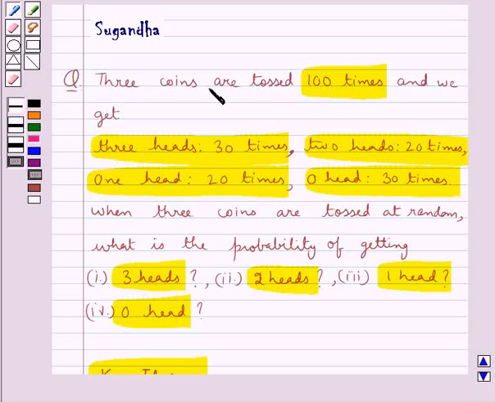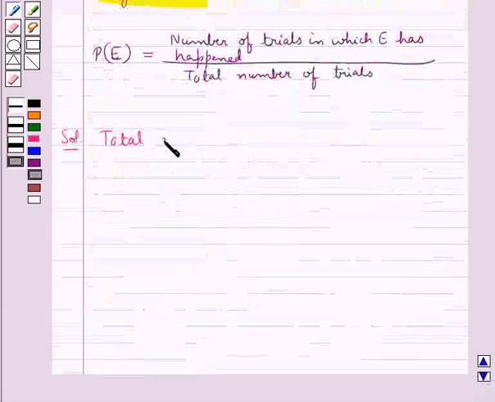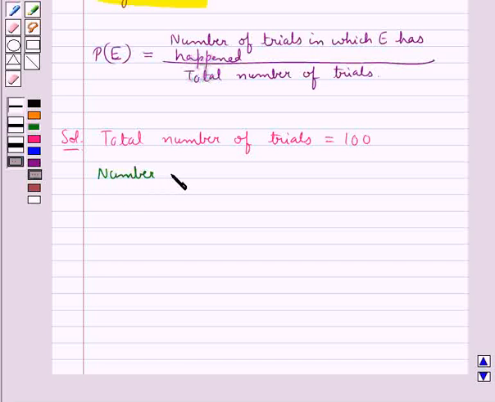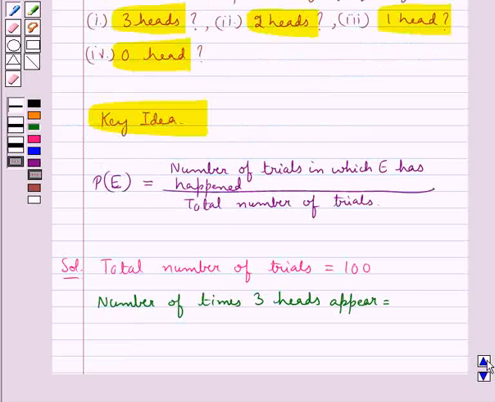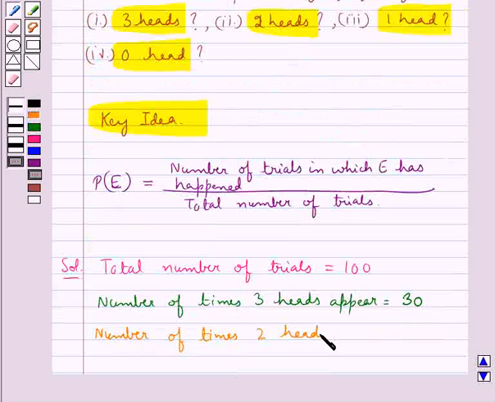Now here, since we have that three coins are tossed 100 times, so we have the total number of trials is equal to 100. Next, the number of times three heads appear is given as 30 times. So this is equal to 30. Then the number of times two heads appear is given as 20 times. So this is equal to 20.